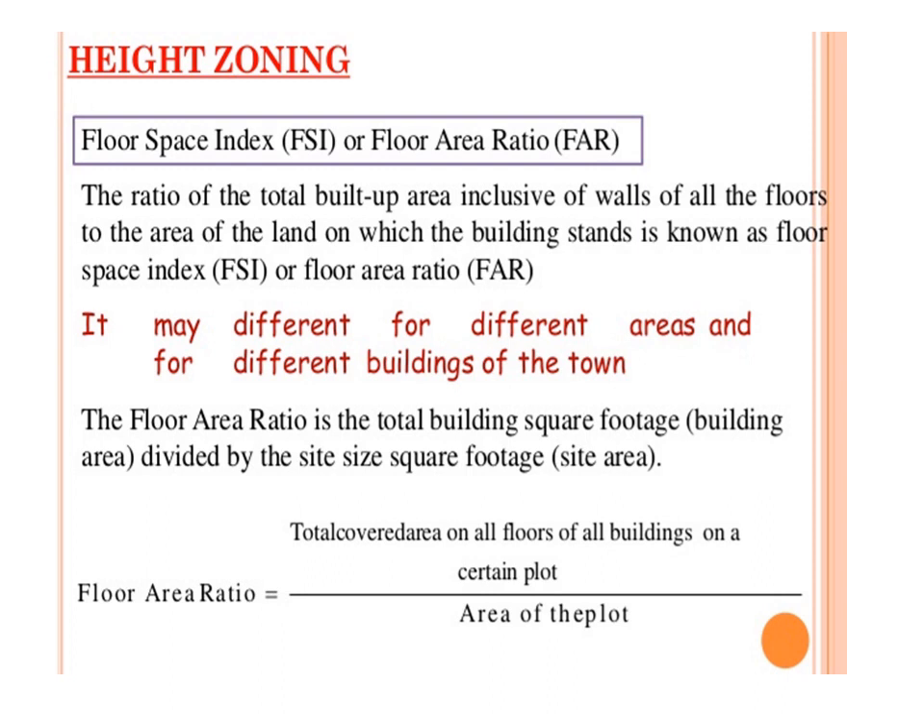Then height zoning, in which we are going to consider the floor space index, that is FSI, or floor area ratio, that is FAR. The ratio of total built up area inclusive of walls of all floors to the area of land on which building stands is known as floor space index or floor area ratio. It may be different for different areas and for different buildings of the town. The floor area ratio is the total building square footage divided by the size of plot.